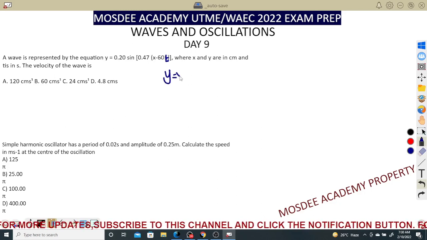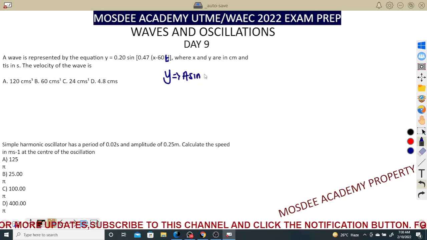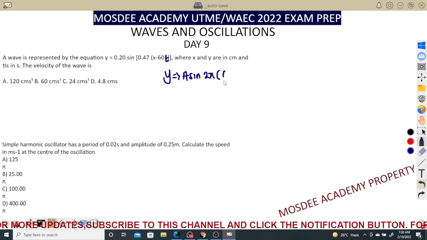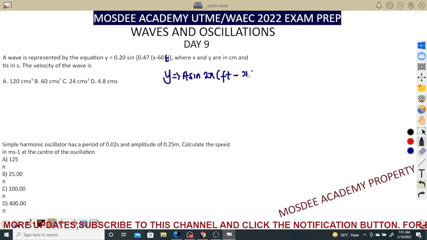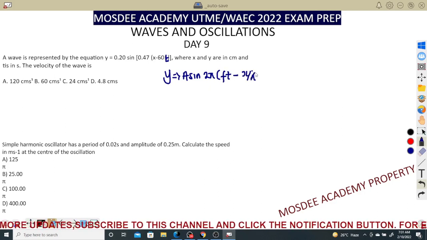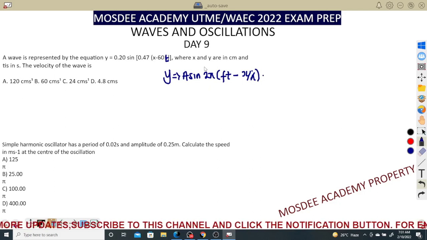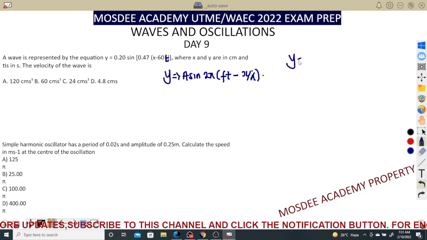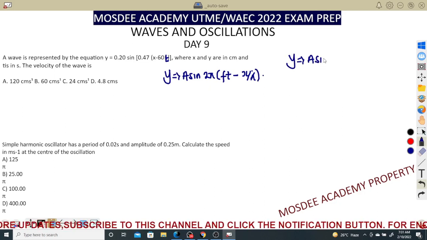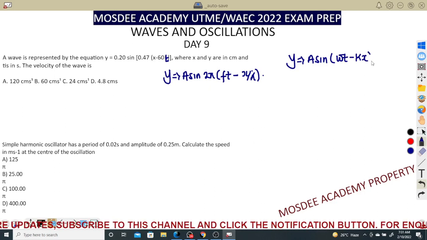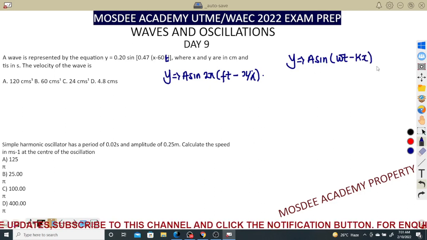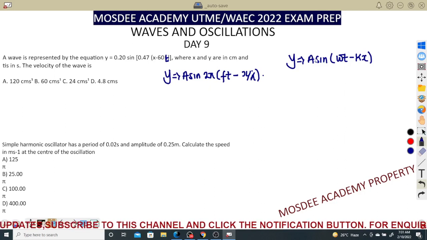y equals a sine of 2 pi open bracket ft minus x over lambda. This is the way most of your examiners like it. But the equation of a wave is written as y equals a sine, open bracket, omega t minus kx, when the wave is traveling in the positive direction. If it is traveling in the opposite direction of the x-axis, it should be plus kx. Always keep that at the back of your mind.